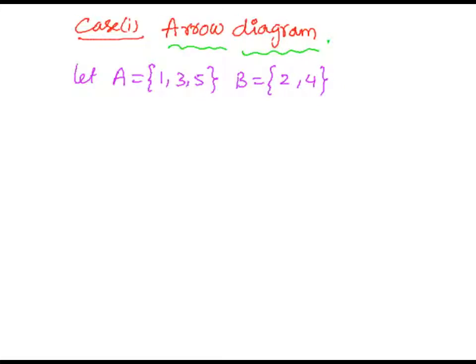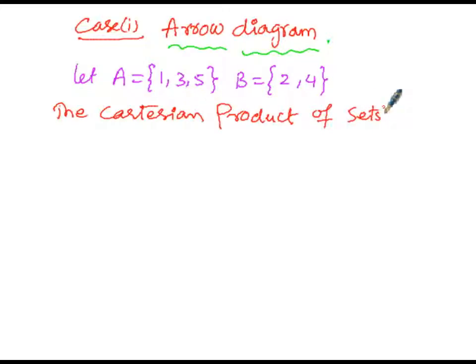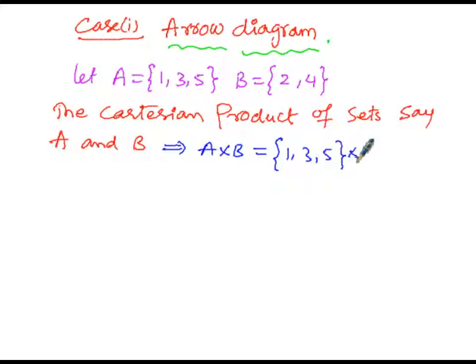Then now the Cartesian product of two sets, say A and as well as B, can be represented by means of A cross B. That equals the set consisting of A, so here the elements are 1, 3, 5, cross set B, whose elements are 2, 4. First of all, let us find out the elements of A cross B.